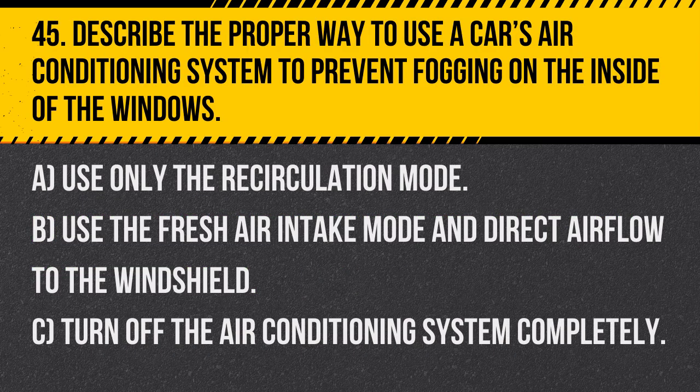Question 45. Describe the proper way to use a car's air conditioning system to prevent fogging on the inside of the windows. A. Use only the recirculation mode. B. Use the fresh air intake mode and direct airflow to the windshield. C. Turn off the air conditioning system completely. Answer: B. Use the fresh air intake mode and direct airflow to the windshield. This helps prevent fogging by reducing moisture inside the vehicle.